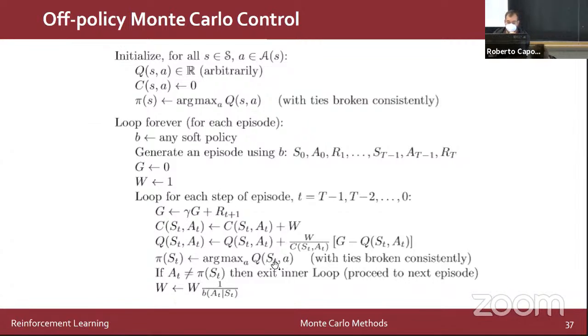Okay, so here is the final piece where we also add the control part, so the computation of the policy, how we update our policy, which is the usual thing. We just do an argmax over the Q function.